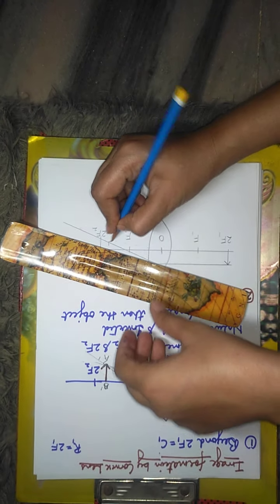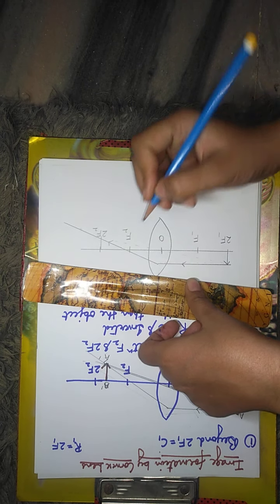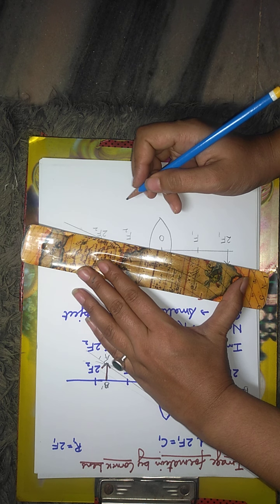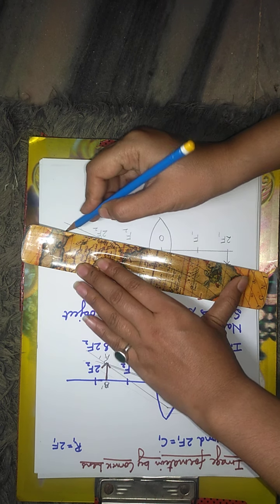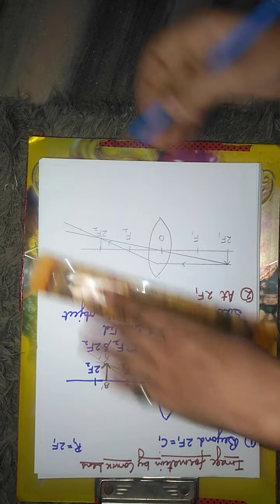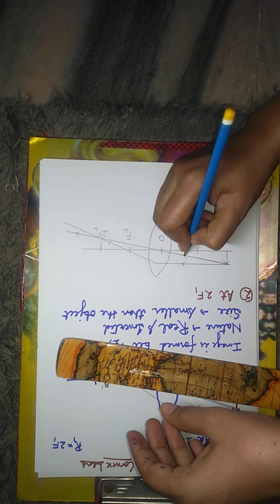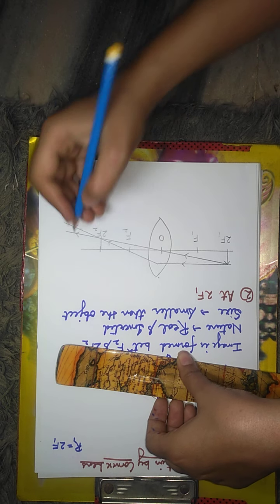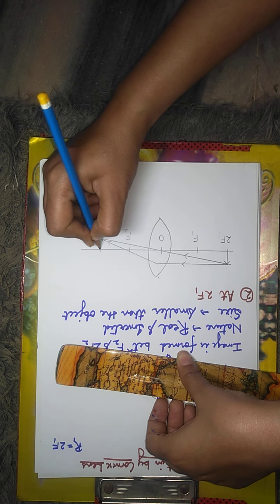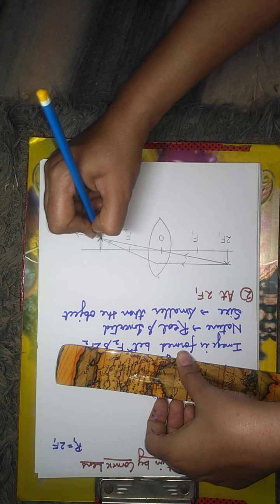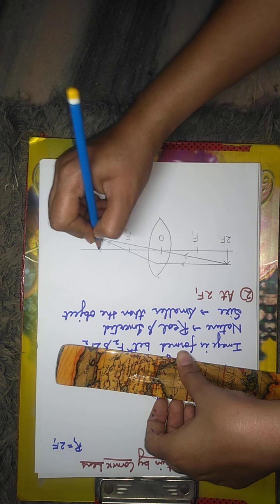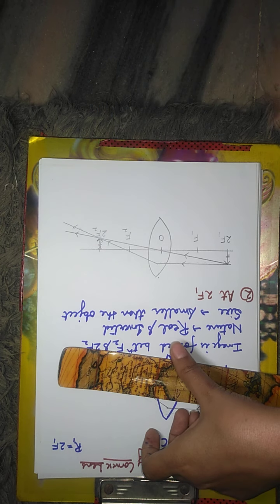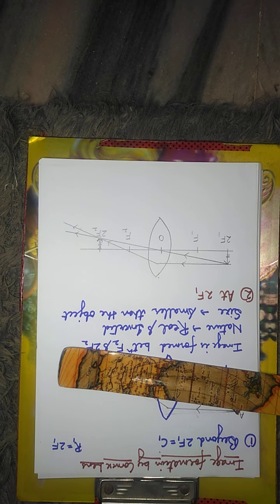We need one more ray for image formation. The second rule is that the ray which passes through the optical center will pass without any deviation. So this is our second ray, which passes through the optical center. This is where these two rays are meeting. They are meeting at point 2f2. So 2f2 is the point where the image is formed, and this image is of the same size as that of the object. Clear?